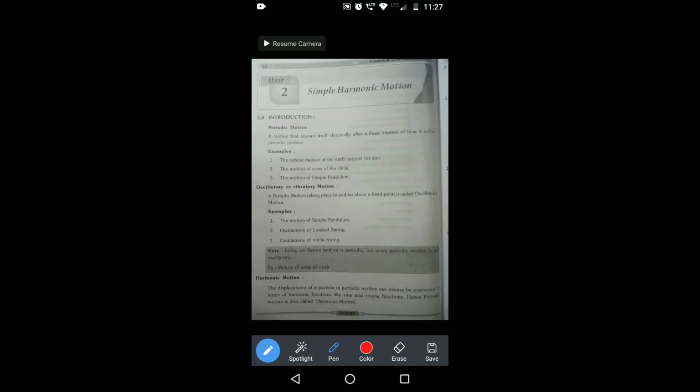Okay. Now I am going to explain about periodic motion. Periodic motion means a motion that repeats itself identically after a fixed interval of time. Examples: the orbital motion of the earth around the sun, the motion of arms of the clock, the motion of a simple pendulum. I will explain now.